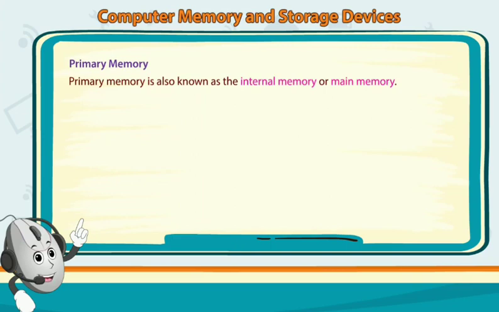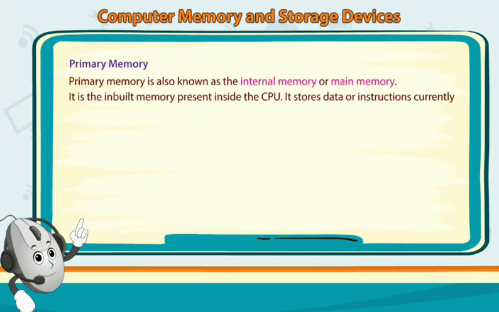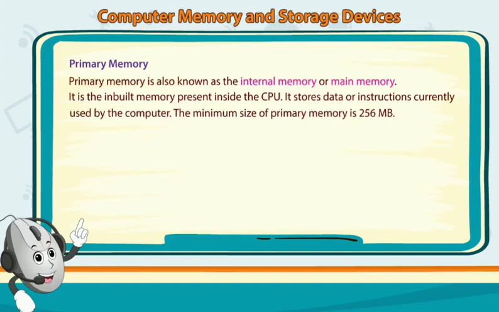Primary memory is also known as the internal memory or main memory. Primary memory is a main memory of a computer. It is an inbuilt memory present inside the CPU. It stores data or instruction currently used by the computer. It stores the data and instruction, like when we are doing some drawing and opening a computer program, at that time it's stored inside the primary memory.